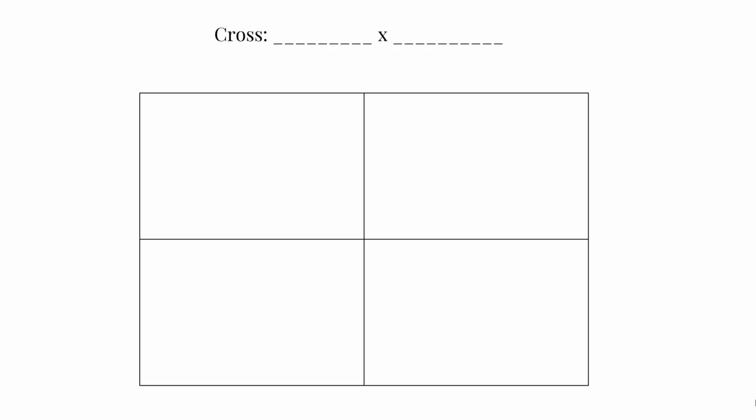Here is our monohybrid Punnett square. We'll start by writing out the genotypes at the top. For this problem, we need a heterozygous individual, big B, little b, crossed with a homozygous recessive, little b, little b.